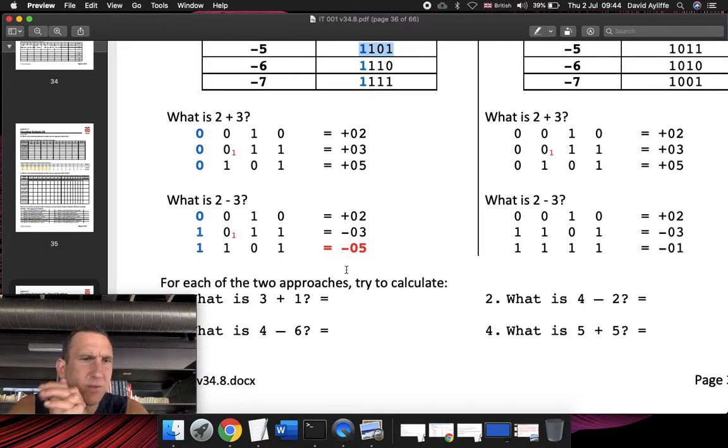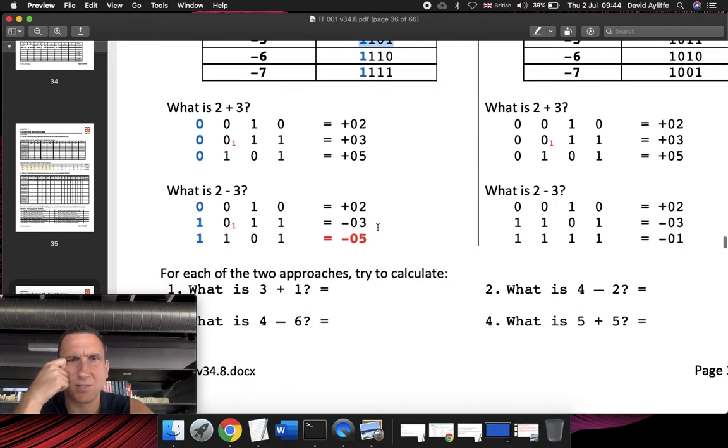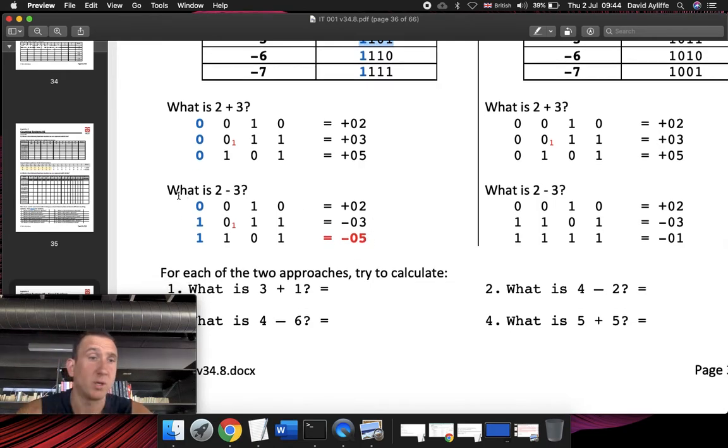Well, 2 minus 3 isn't minus 5. 2 minus 3 is minus 1. Yeah? So this doesn't seem to work. Not doesn't seem to work, it doesn't work. Yeah, if we do subtraction, it doesn't work.